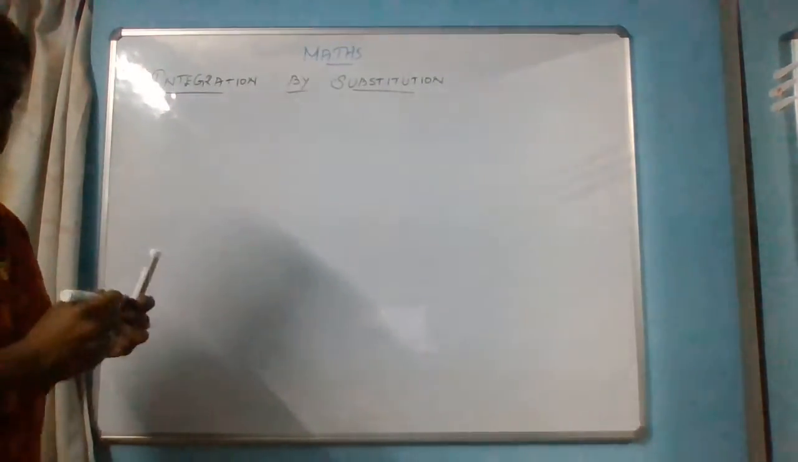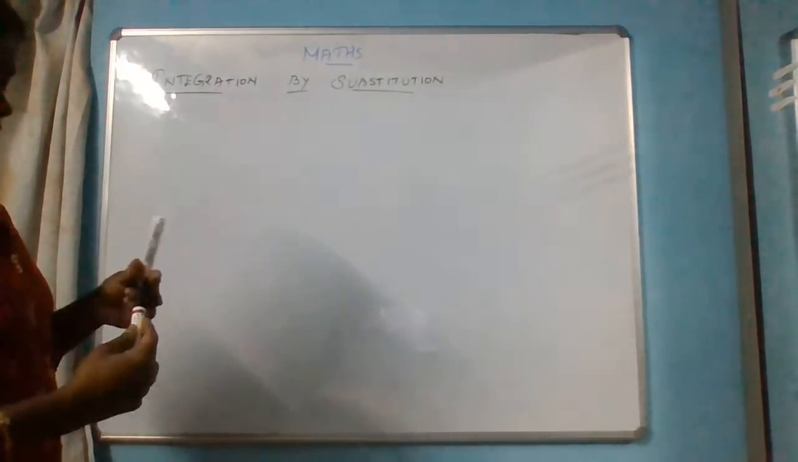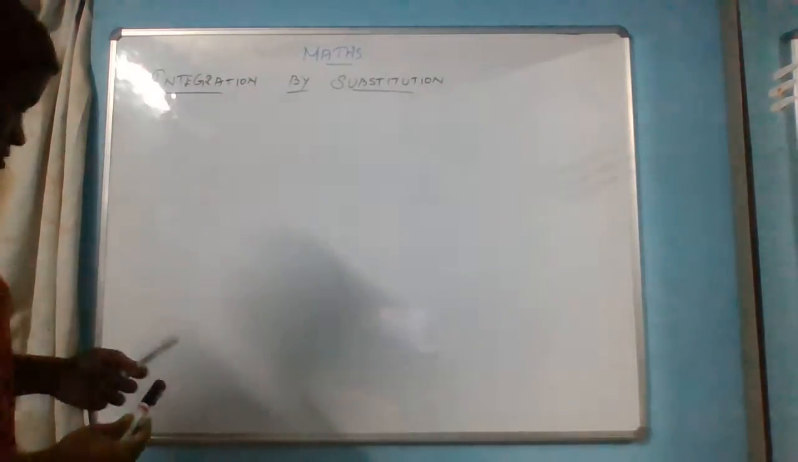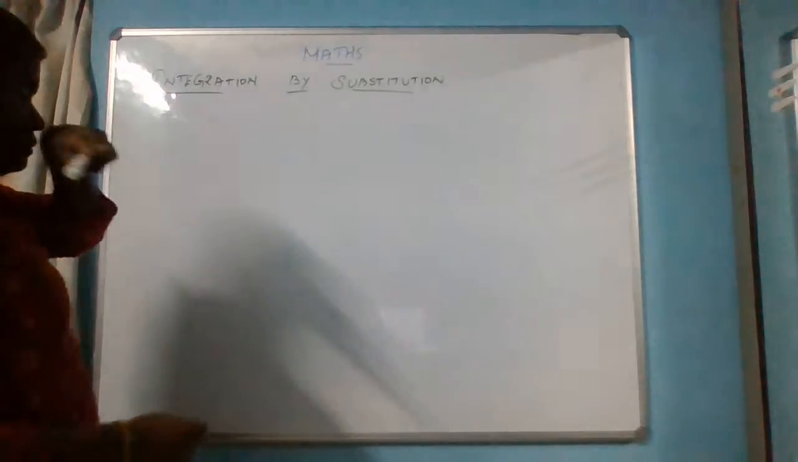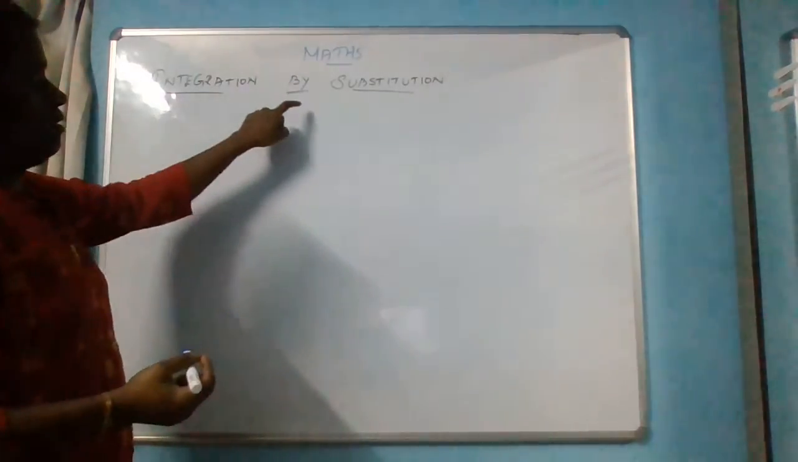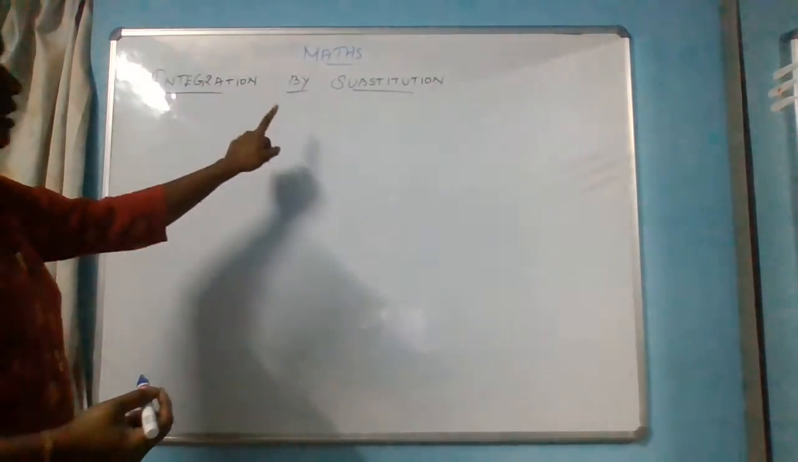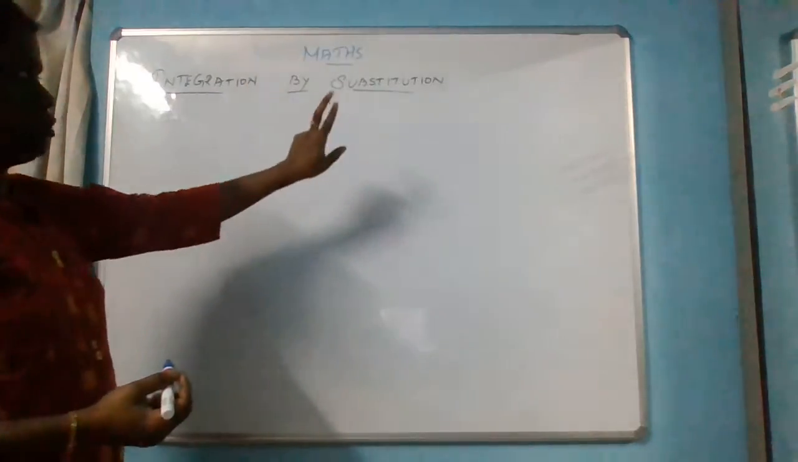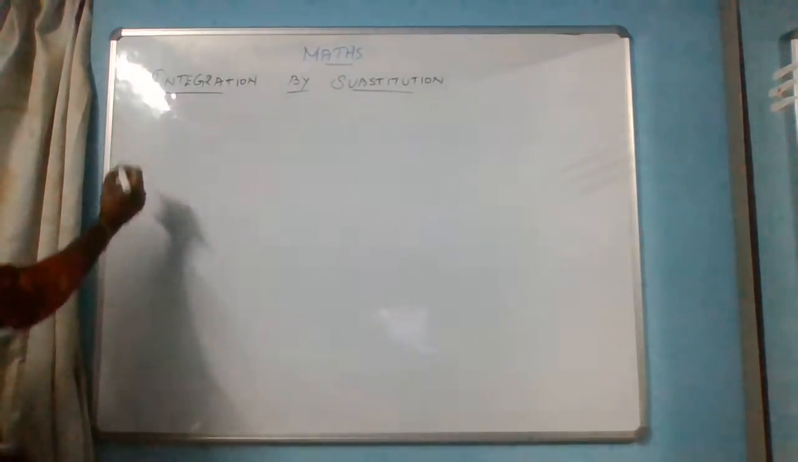So in yesterday's class, we discussed how to find the antiderivative, which was very simple. Within 1 or 2 steps, you are able to find the answer. The next method used in integration is the integration by substitution method. So let us take an example.